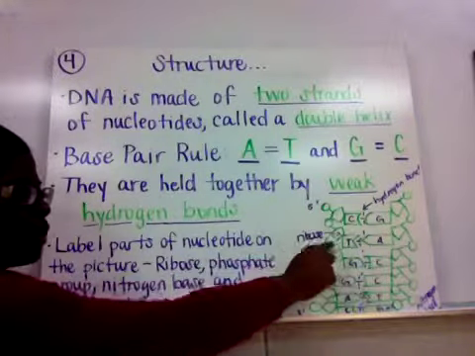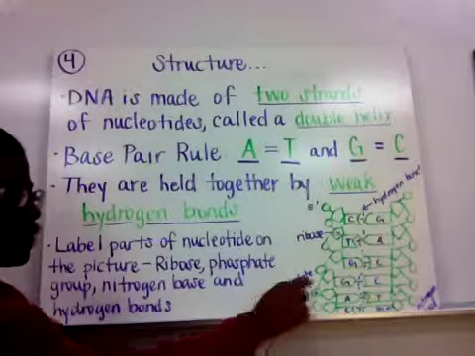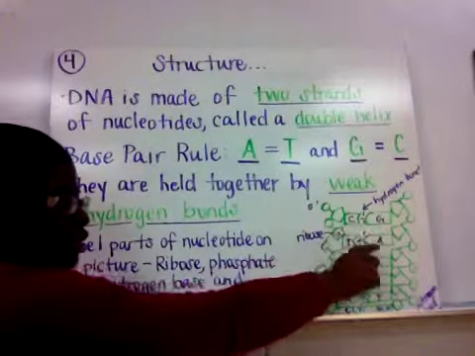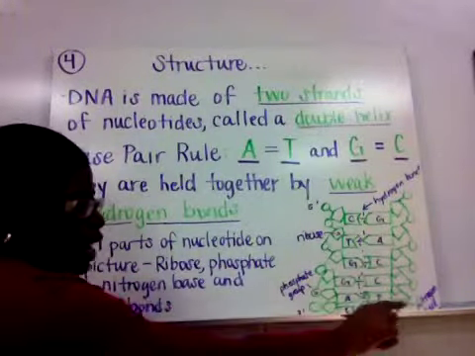So your pentagon shape is your ribose sugar. Your phosphate groups are these little circles. Your nitrogen bases are your C, your G, your T. So you can just pick one and label nitrogen base.